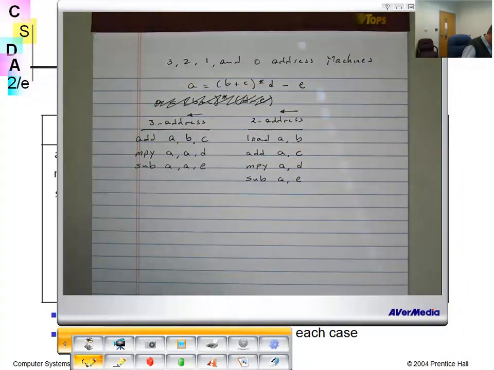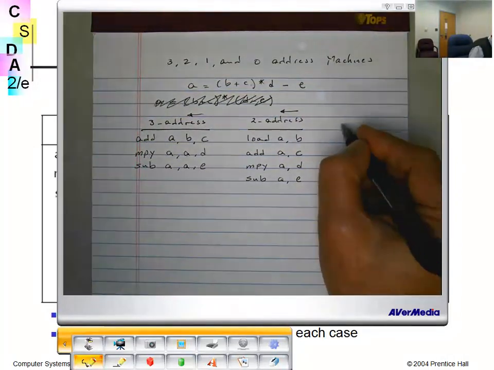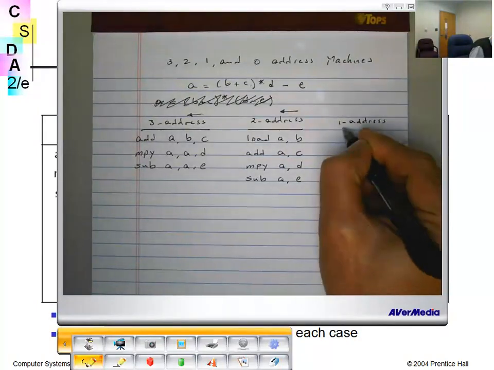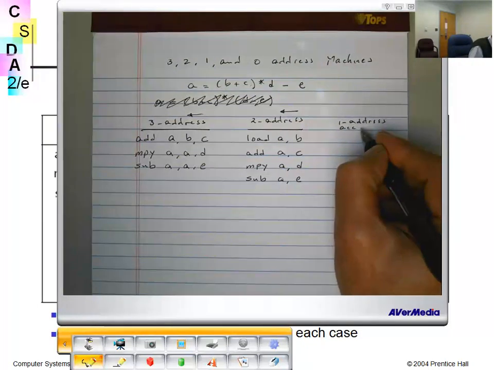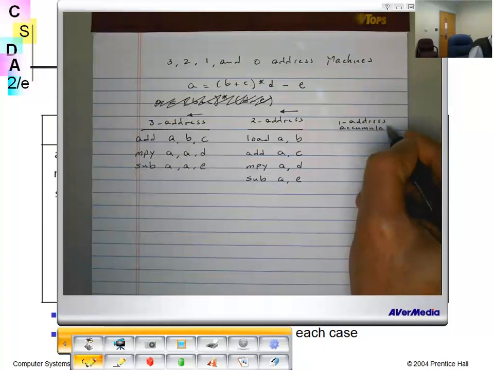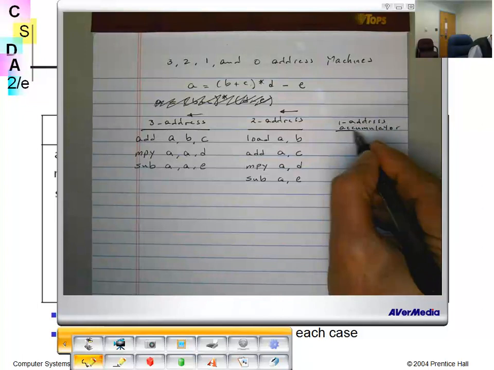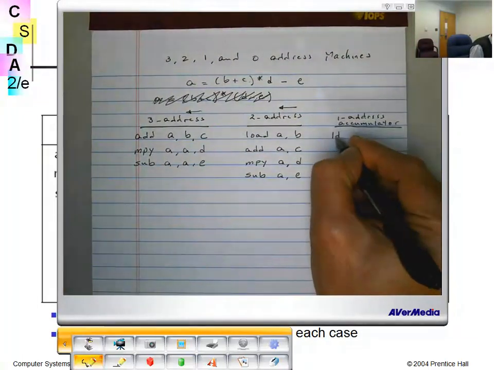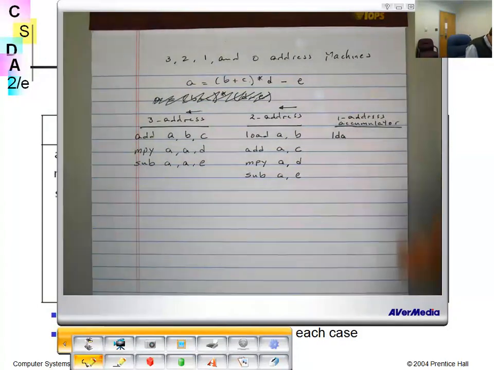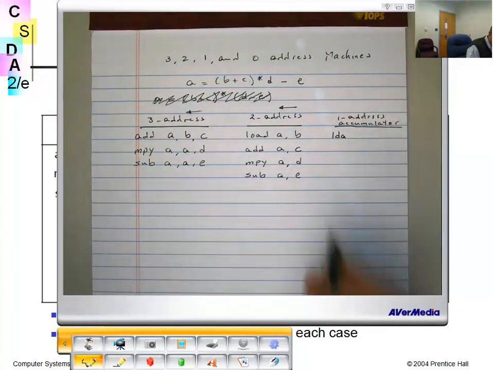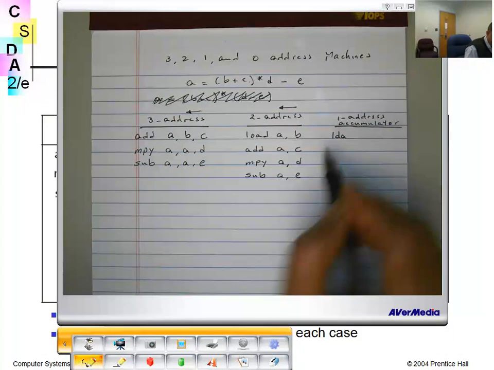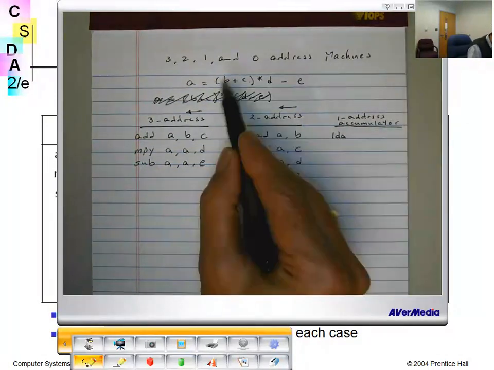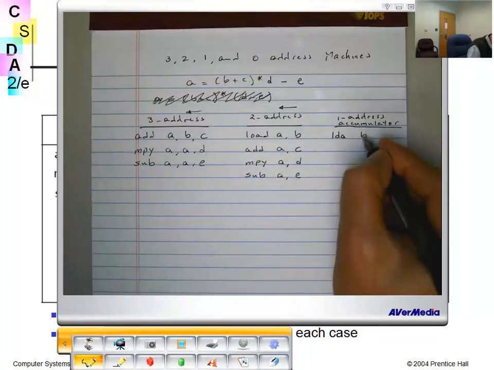Now let's do accumulator or one address machine, which is called accumulator machine. Let's see how that one happens. You load in accumulator machines. Usually, this is for the load use this form. That means load. I'll load B to the accumulator.